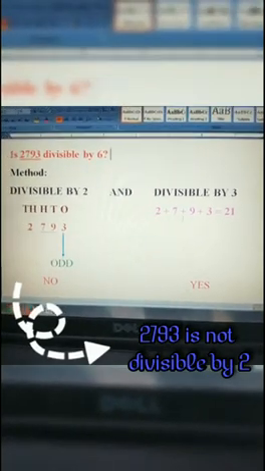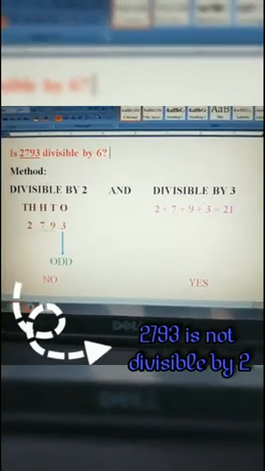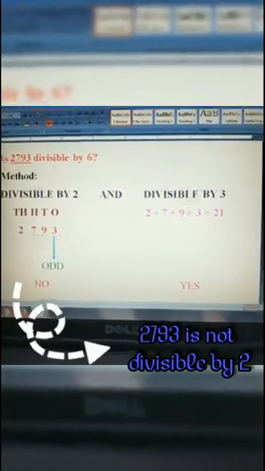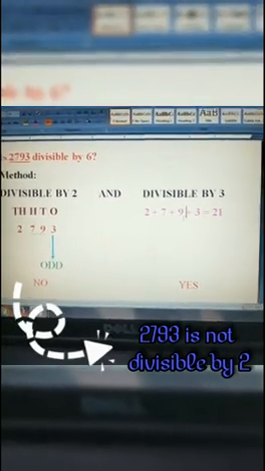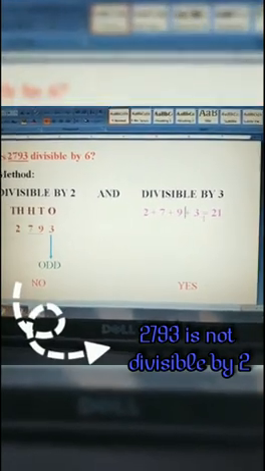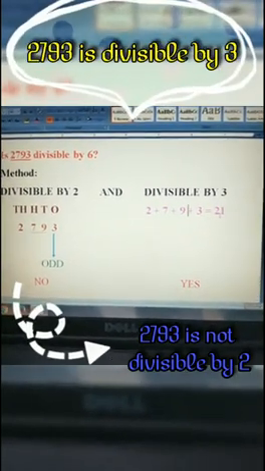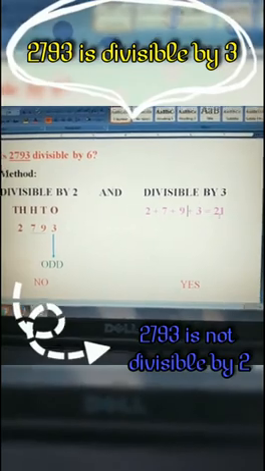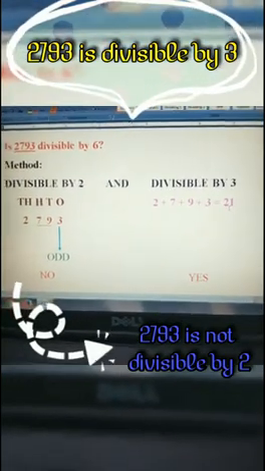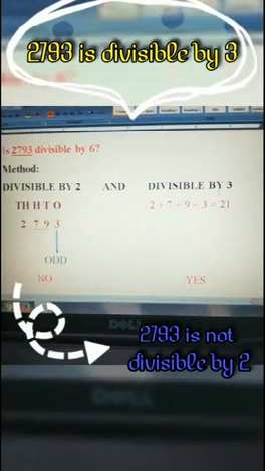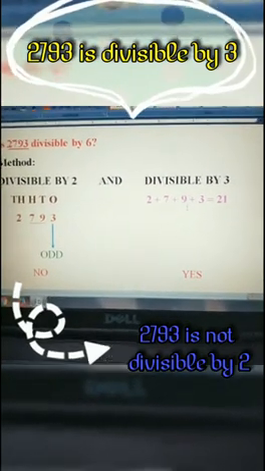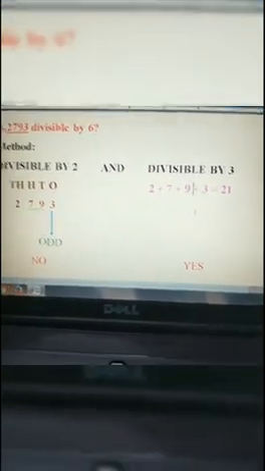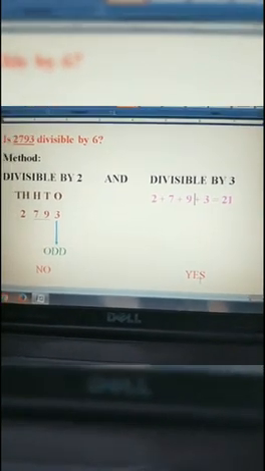Now coming to divisible by 3, if we add up the digits, we will get 2 plus 7 plus 9 plus 3 add up to 21. 21 is divisible by 3. So the number 2793 is also divisible by 3. So here it is yes.